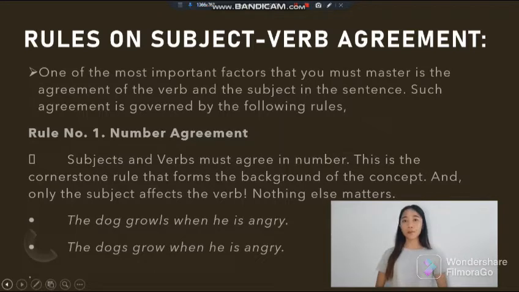One of the most important factors that you must master is the agreement of the verb and the subject in the sentence. Such agreement is governed by the following rules. Rule number 1, the number agreement. Subjects and verbs must agree in number. This is the cornerstone rule that forms the background of the concept. Only the subject affects the verb. Nothing else matters. For example, the dog growls when he is angry. The dogs growl when they are angry.